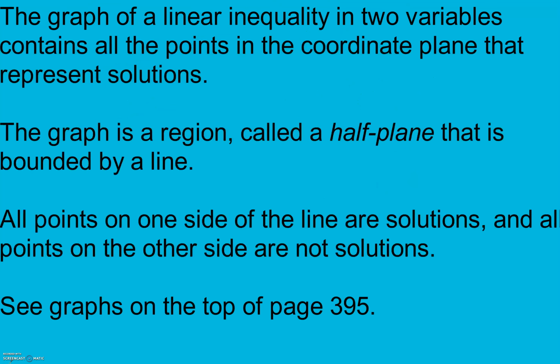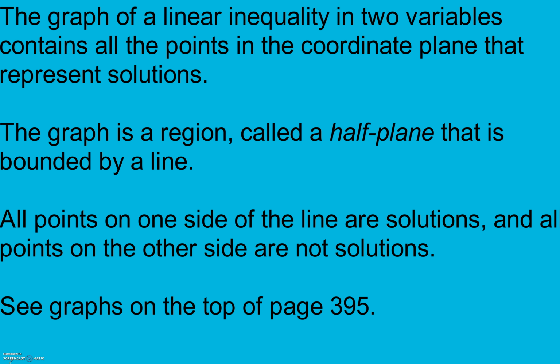The graph of a linear inequality in two variables contains all of the points in the coordinate plane that represent solutions. So it's a little bit different than the graphs of linear equations. Equations still have every point that's a solution, but it's just the line. Here when we're talking inequalities, it can be any point that satisfies that. So it could be any point less than your line or greater than your line or whatever your inequality happens to be. The graph is a region, and it's called a half plane that is bounded by a line.